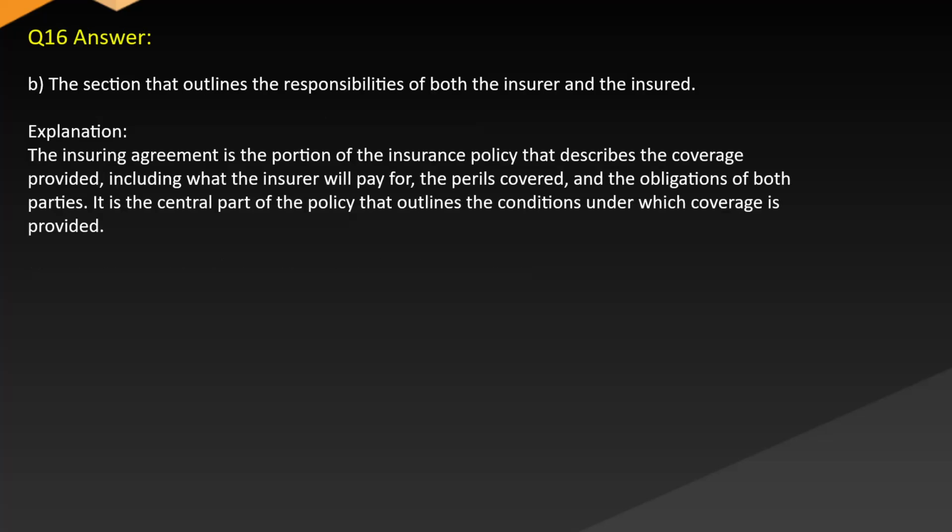Answer B. The section that outlines the responsibilities of both the insurer and the insured. Explanation. The insuring agreement is the portion of the insurance policy that describes the coverage provided, including what the insurer will pay for the perils covered and the obligations of both parties. It is the central part of the policy that outlines the conditions under which coverage is provided.